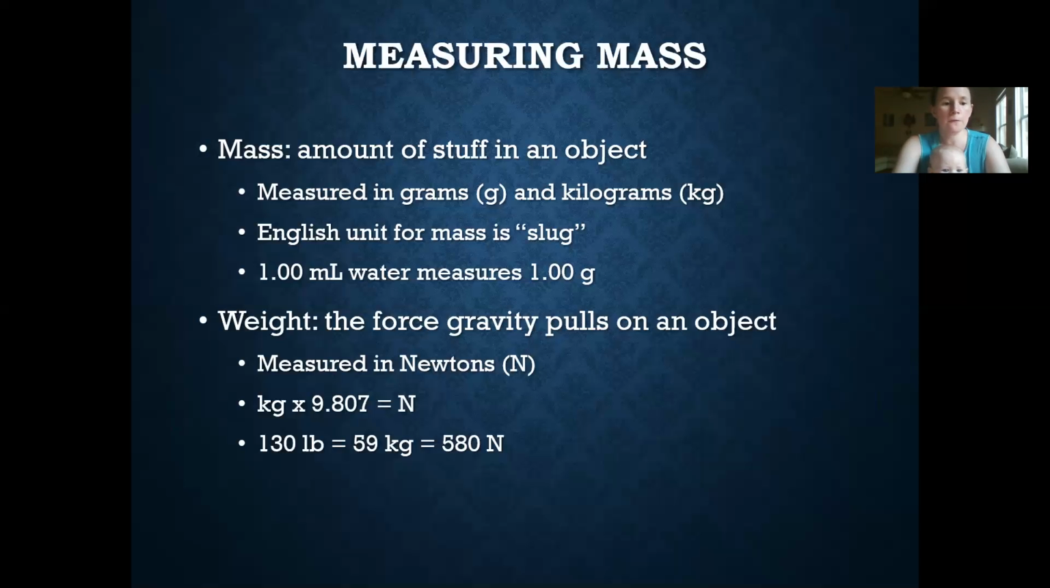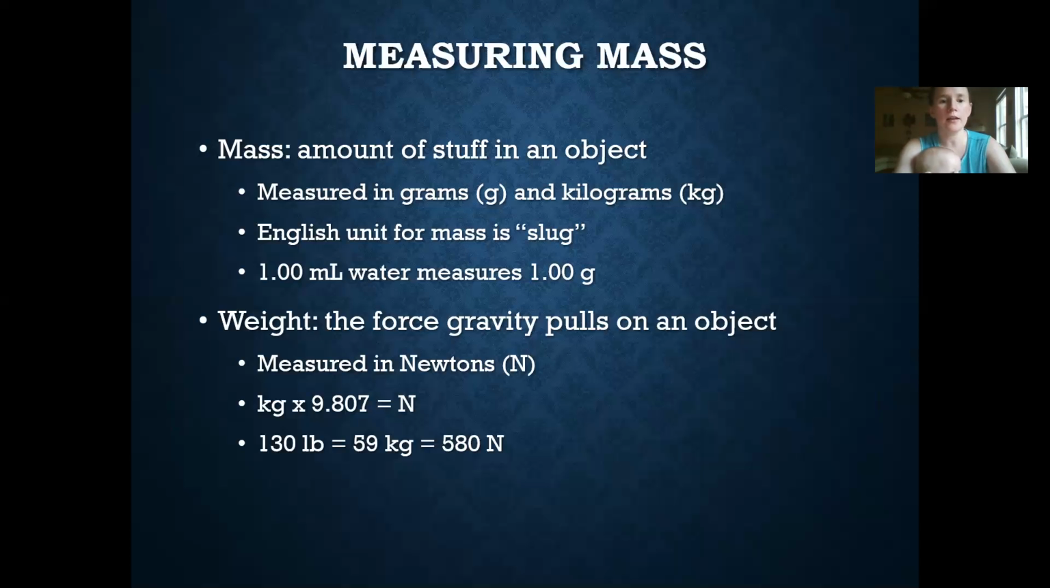The metric unit for weight is newtons. Just FYI, you can figure out your weight in newtons by converting your weight from pounds to kilograms and then multiplying your weight in kilograms by 9.807, and that's how many newtons you are. So for example, 130 pounds is 59 kilograms, which is 580 newtons. But just FYI, you don't have to know anything about measuring or calculating newtons for any of the tests in this class.